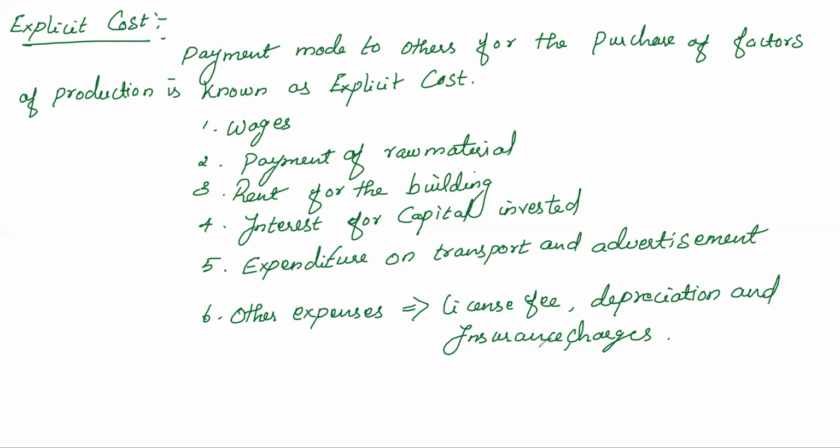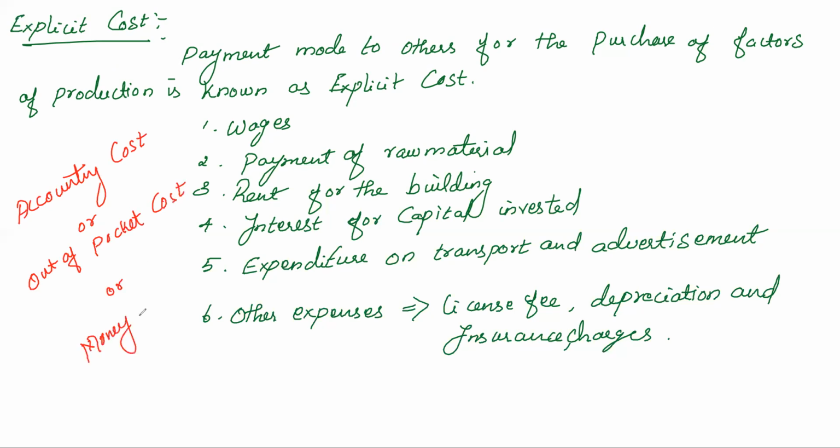Okay, so all of this we can call accounting cost or out of pocket cost or money cost. So these are the explicit costs. Next one is implicit cost.